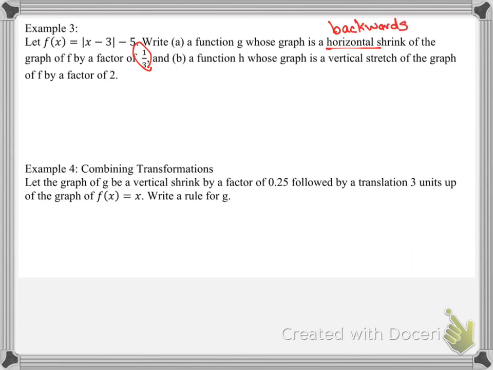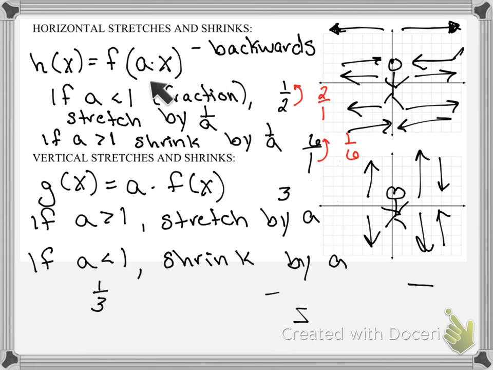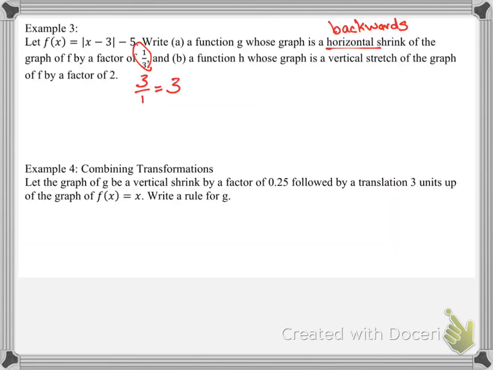So if it's horizontal, that tells me it works backwards, which tells me that instead of multiplying by 1/3, I'm going to have to flip it and multiply by 3. Well, 3 over 1, which is the same as 3. And horizontal, again, works inside the function, multiply by a. So I want my new function g of x to take f and multiply inside by 3.